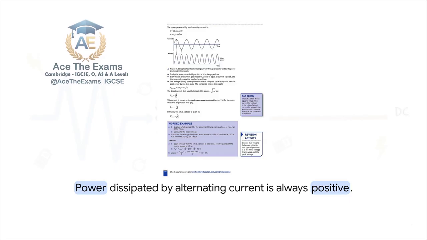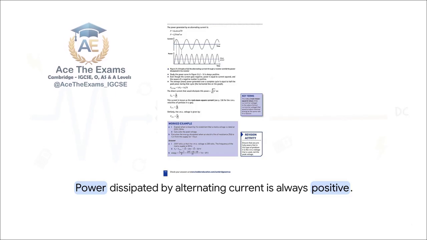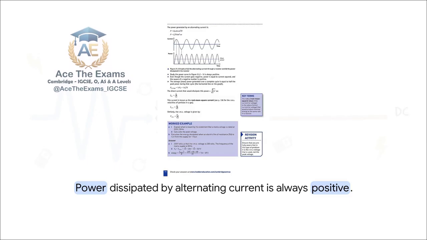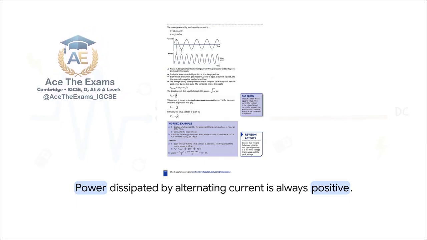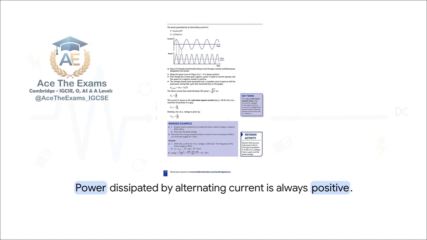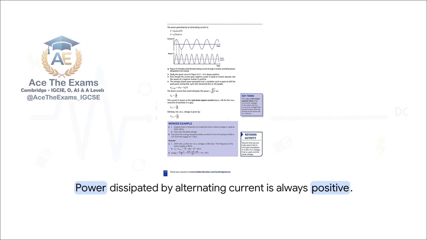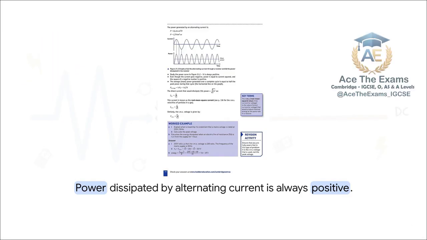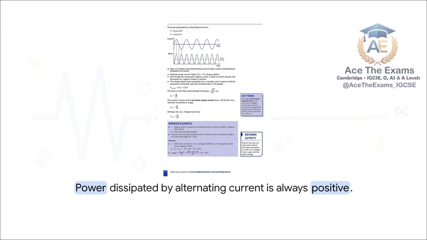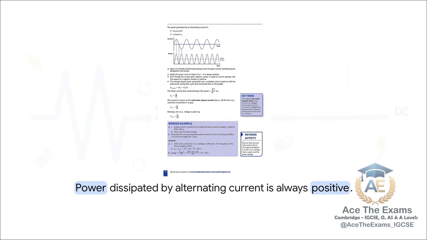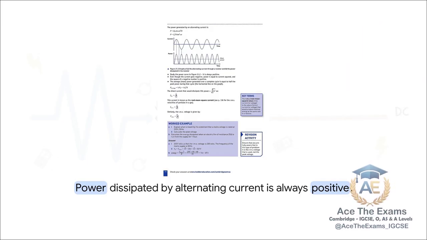Why? Let's use our PEEL framework. Point: power is always positive. Evidence/explanation: because the power generated by a current in a resistor is equal to the current squared times the resistance, I squared R. And as we know from basic math, the square of a negative number is always positive. Link: therefore, even when the current flows backward, it is still dissipating power and generating heat. That is a flawless, full-mark answer.